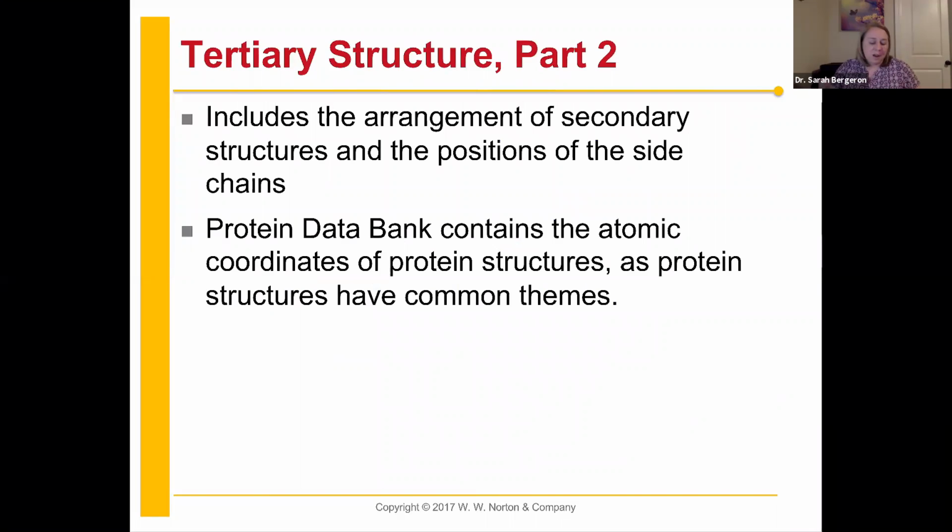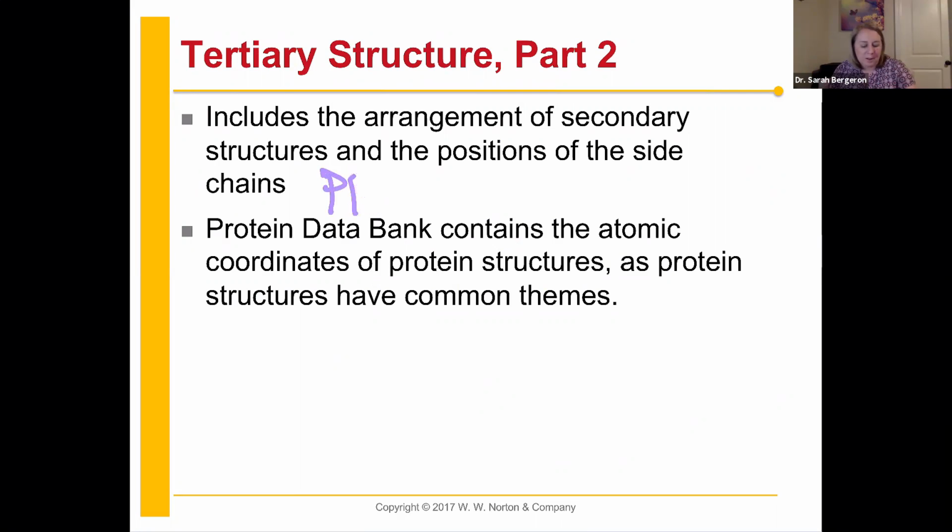And the positions of the side chains, right? What side chains are hanging out where, what are they going to interact with, that kind of stuff. And so you can actually go online and you can go to the Protein Data Bank, and they call it PDB, Protein Data Bank.